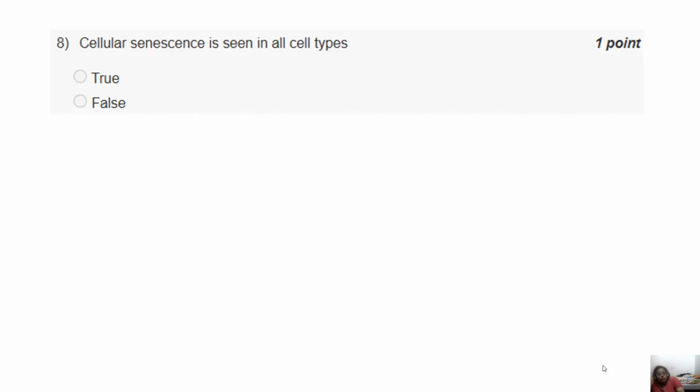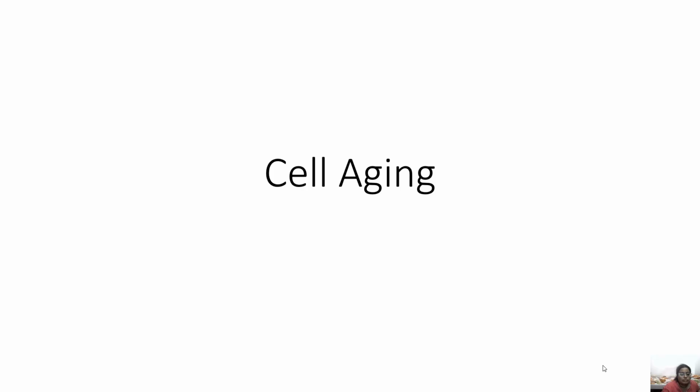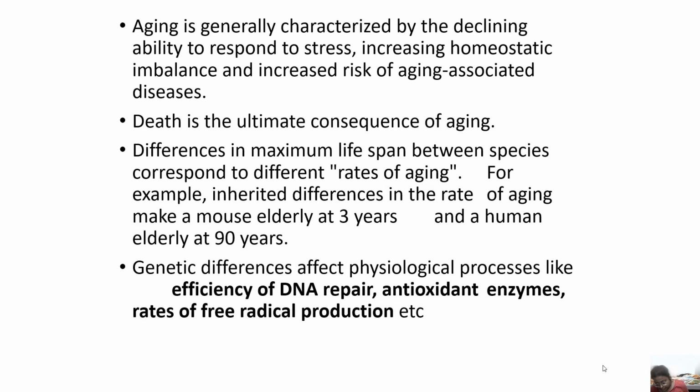Okay. So for cellular senescence, it is false. It is not seen in all cell types. If you talk about senescence or aging, what does it basically mean? Aging is generally characterized by the declining ability to respond to stress, increasing homeostatic imbalance, and increased risk of aging-associated diseases. Death is the ultimate consequence of aging.